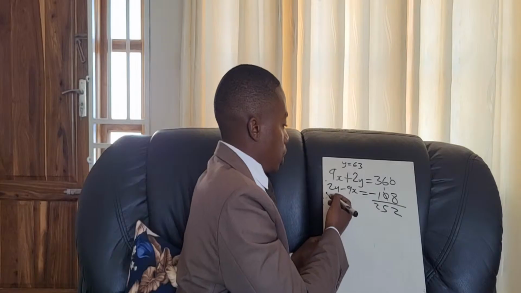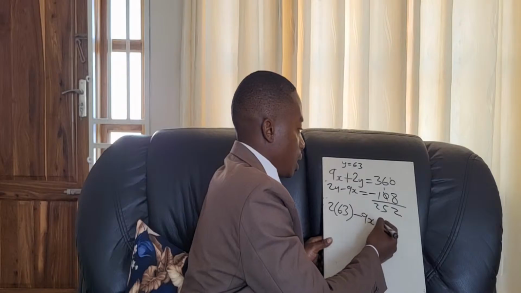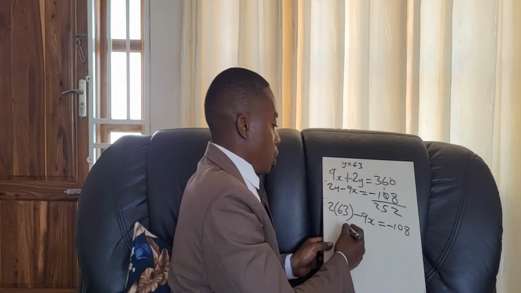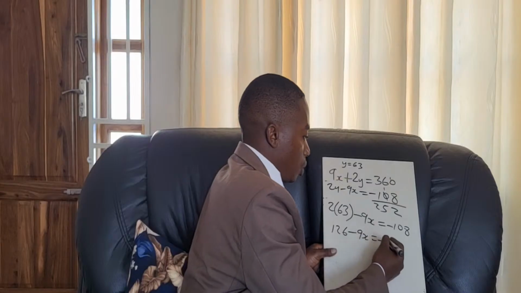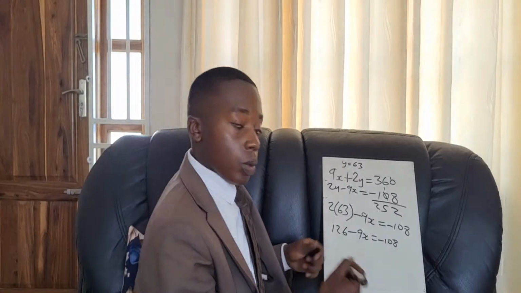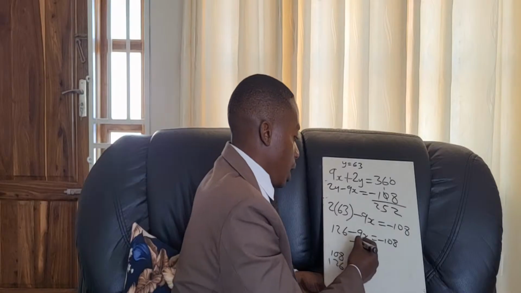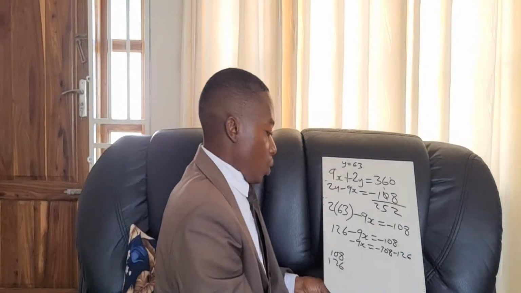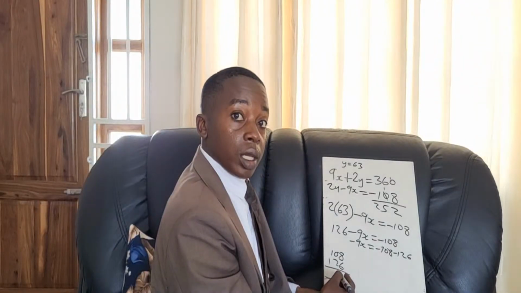So we're going to substitute: 2 times 63 minus 9x equals minus 108. 63 times 2, this is a 6 and this is a 4, 126. So 126 minus 9x is equal to minus 108. So minus 108 minus 126, we are going to add here: 108 plus 126. 9x equals minus 108 minus 126, right? So we add here. Are we together?